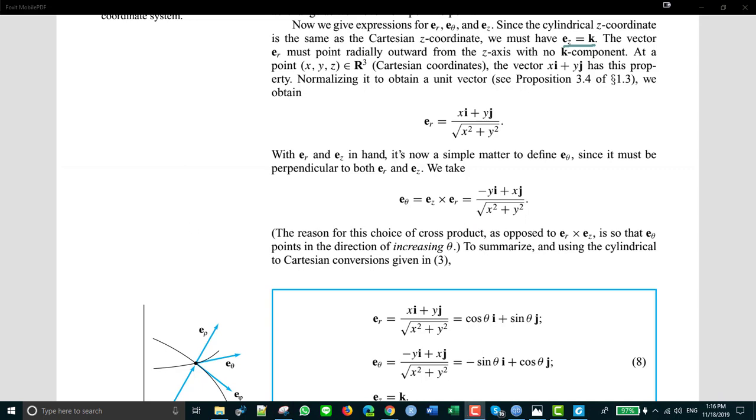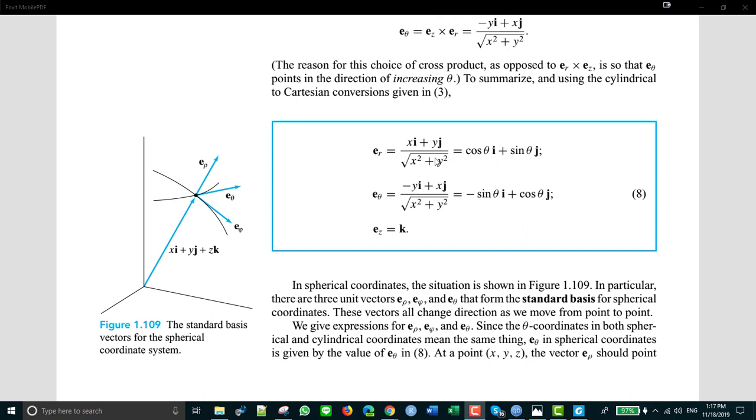So these are our standard unit basis vectors for the cylindrical coordinate system. They are given here, but this can also be written as cosine theta I plus sine theta j. Because, for example, x over r is the cosine of theta, and y over r, where the square root of this is r, is the sine of theta. So we can write it like this, but it's probably easier to remember it like this.